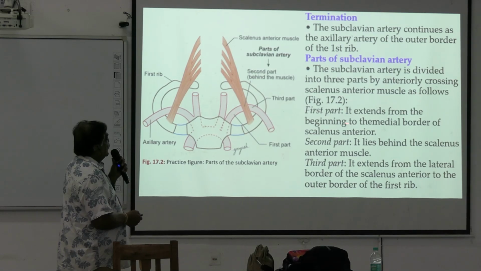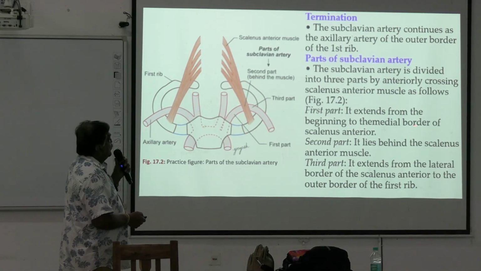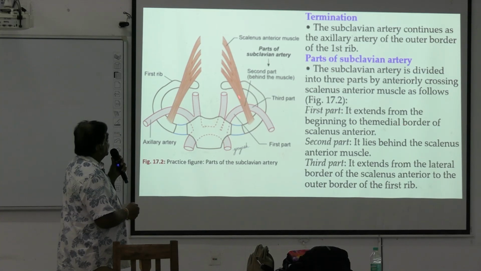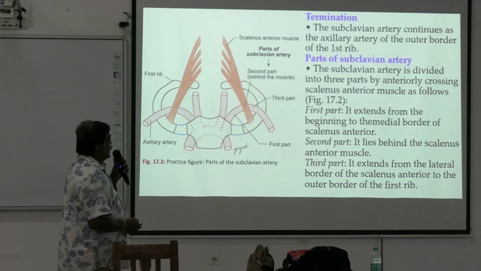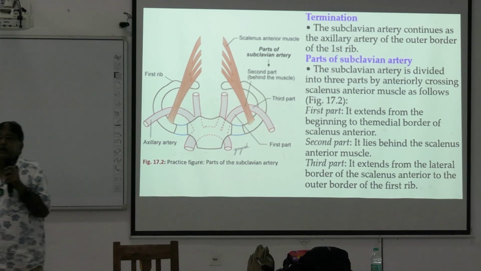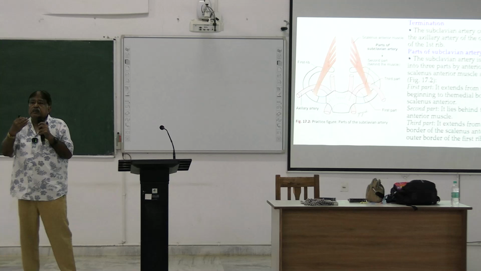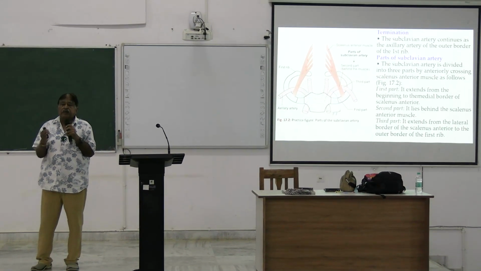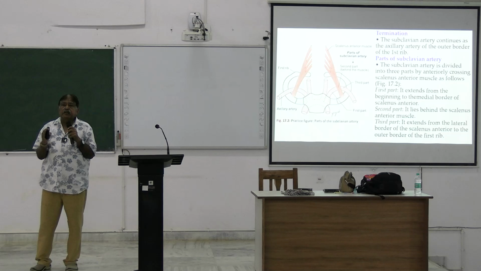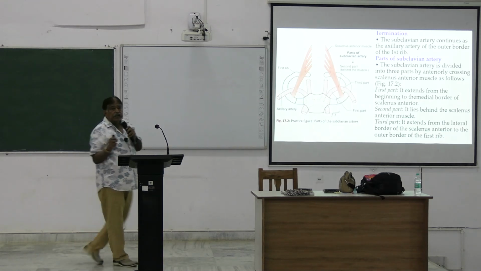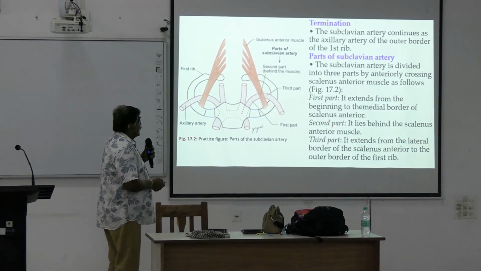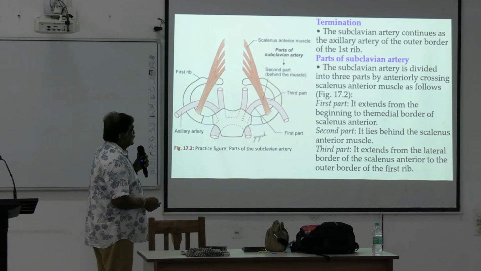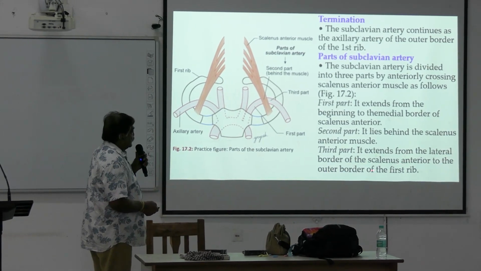The subclavian artery is divided into three parts by the scalenus anterior muscle as follows. First part: it extends from the beginning to the medial border of the scalenus anterior, this is the medial border of the muscle. Second part: it lies behind the scalenus anterior muscle. Third part: it extends from the lateral border of the scalenus anterior to the outer border of the first rib. If you are given a rib, the examiner will ask you the root of the subclavian artery, and the important landmark is the scalenus anterior muscle.